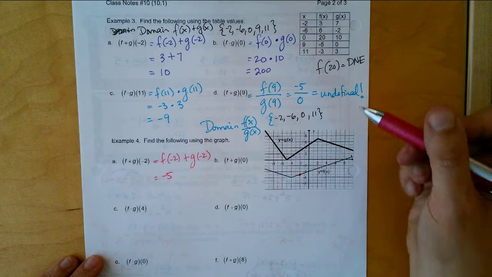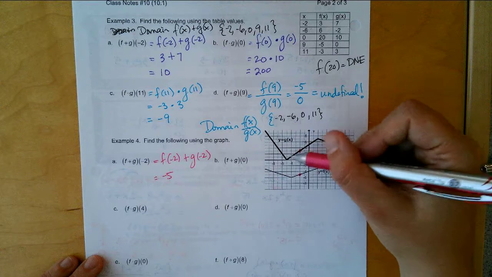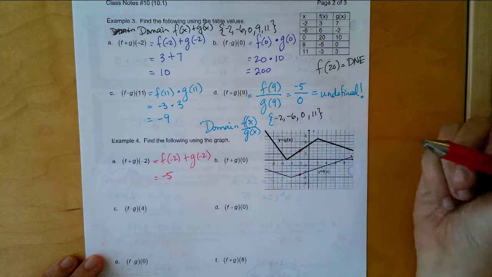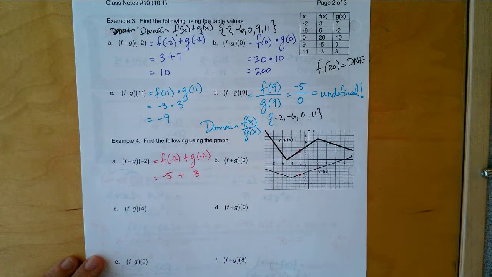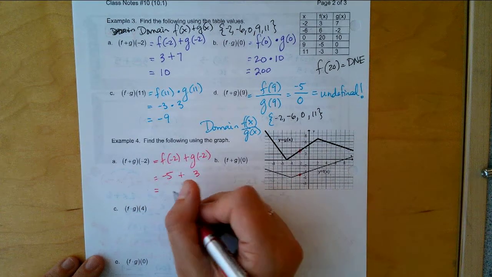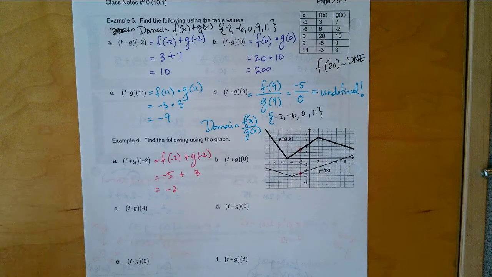How do I find g of -2? Go over to -2, up to the g of x graph, and who can tell me what is g of -2? Isn't it 3? Okay, and if I add those two numbers together, I get -2. Okay, I'm actually going to have you guys try a few of those, and then we'll come back and see what we got.